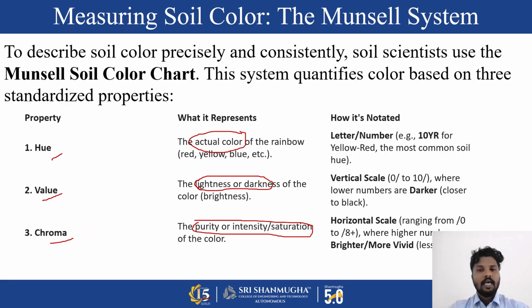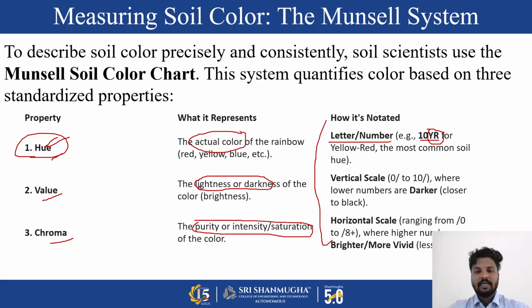The notations are followed like this for each property, as I have shown here. For hue, in the Munsell soil chart, letters and numbers are used to show the hue, for example 10 YR. Here YR means yellowish red. That is the most common soil hue for all types of soil.